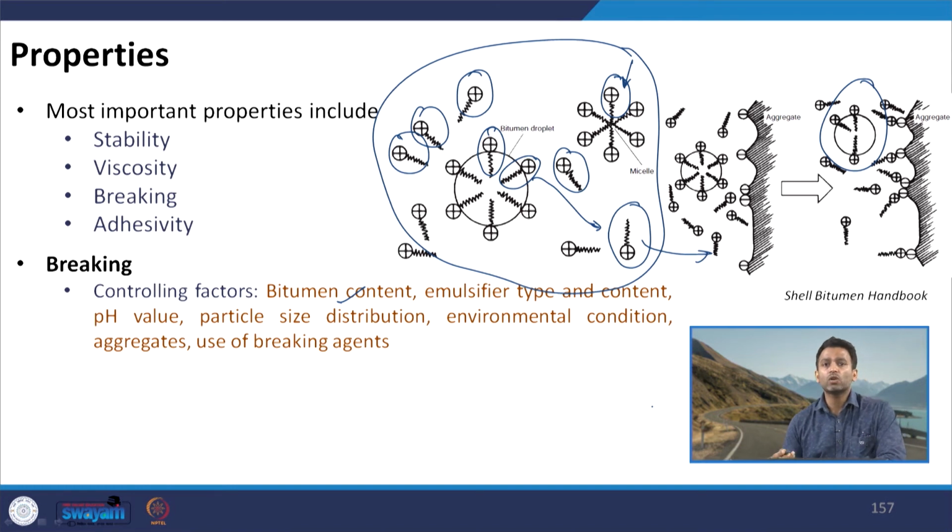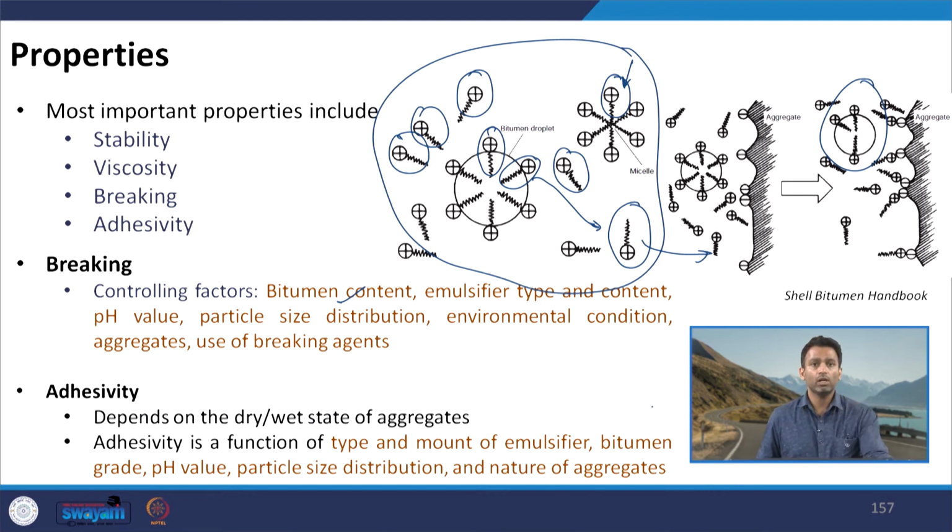Talking about the particle size distribution, the smaller the size of the bitumen particles, the finer the distribution, and therefore, this will result in slower breaking of the emulsion. And of course, there are breaking agents also which can be used, but excessive use of breaking agents can disrupt the stability of the emulsion system.